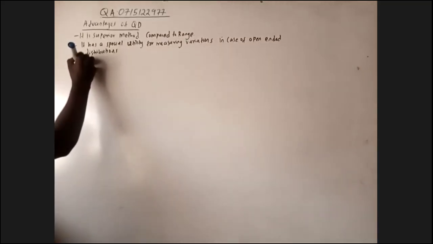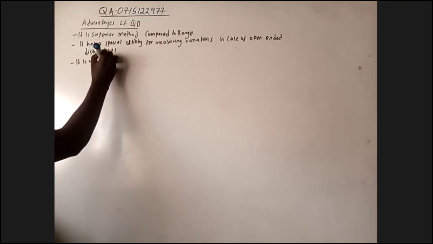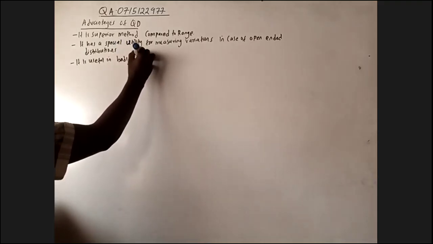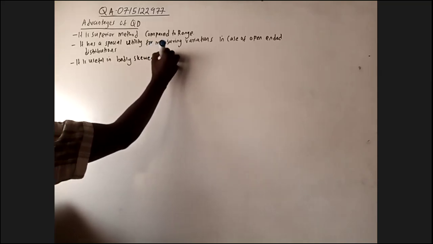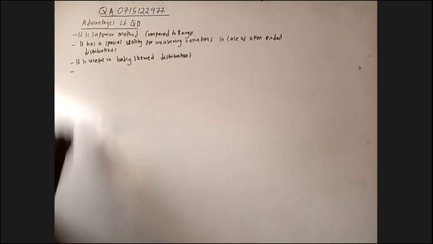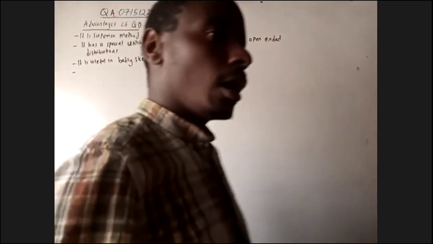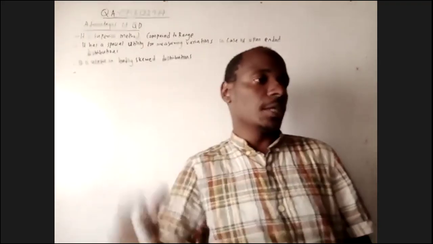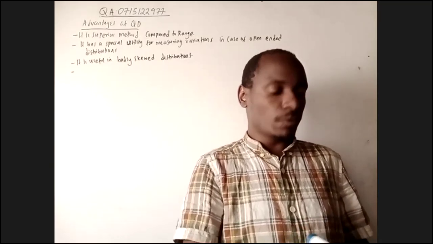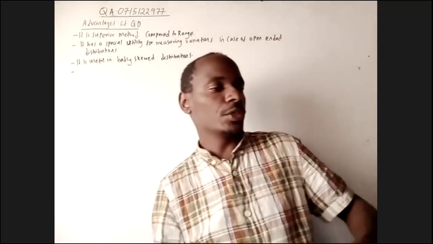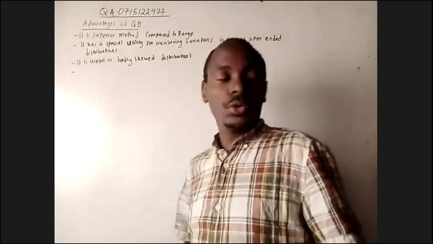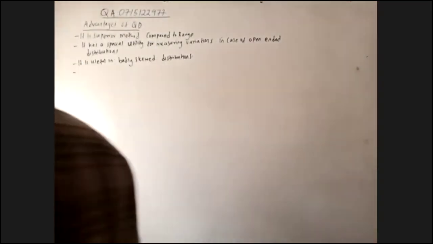It is useful in badly skewed distribution. Badly skewed distributions are those where you cannot easily say what the direction of the tail is. It can be positively skewed or negatively skewed. In that situation, QD is the most appropriate method to use.